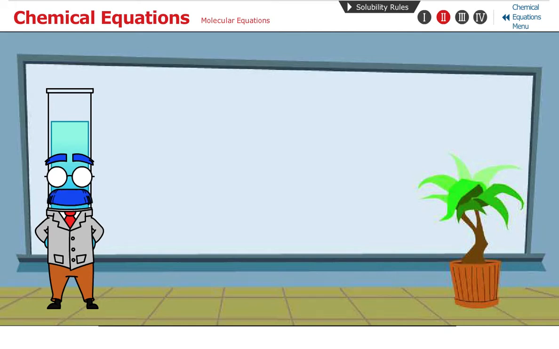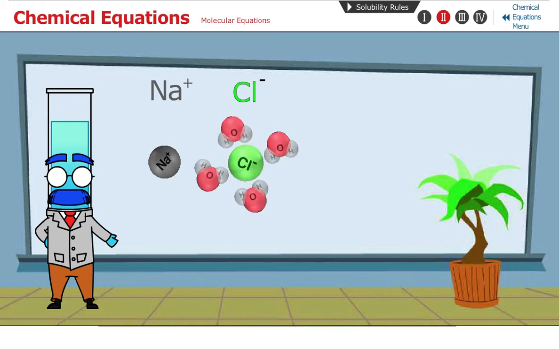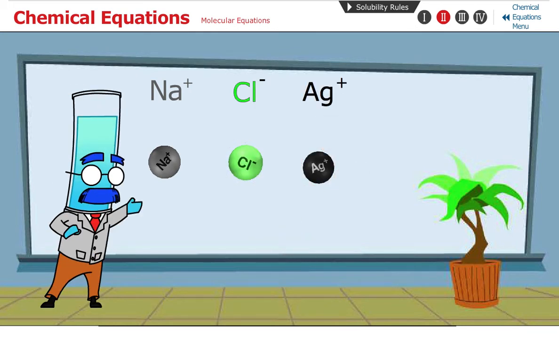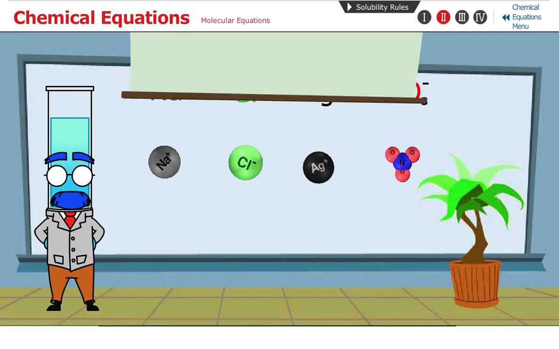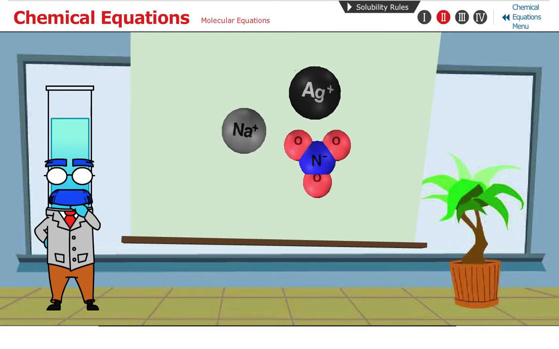When we mix aqueous sodium chloride and silver nitrate, what ions are present? Na+ sodium ions, Cl- chloride ions, Ag+ silver ions, and NO3- nitrate ions. We can write our product prediction, but at this point we still don't know whether a precipitate forms. We know that sodium chloride is soluble in water. Would sodium ions attract silver ions or nitrate ions?